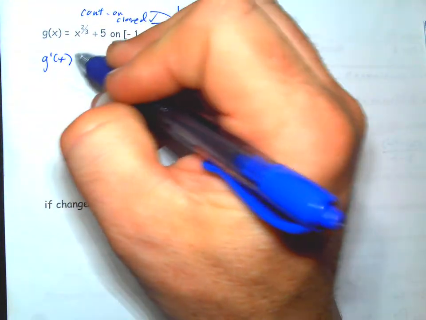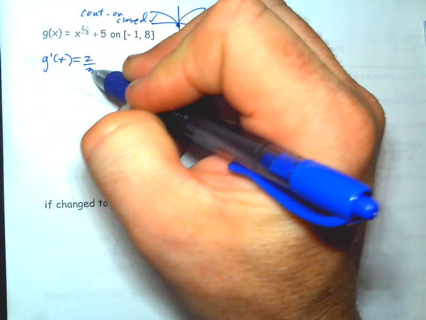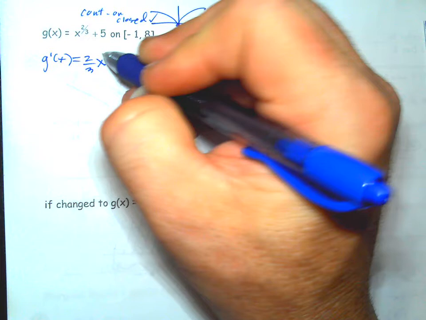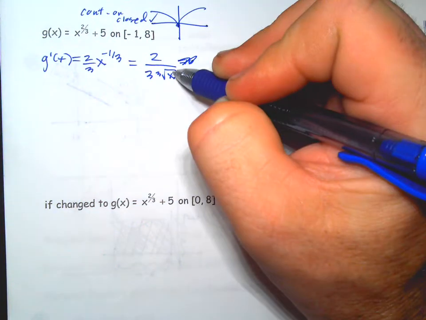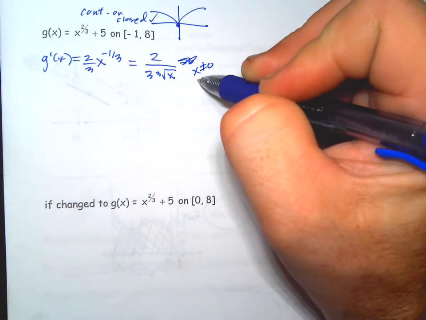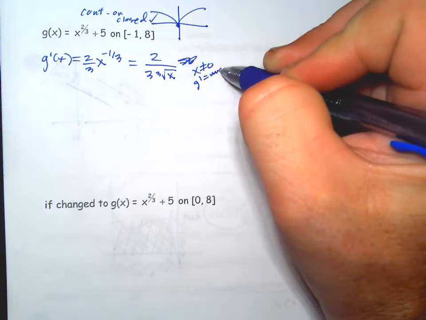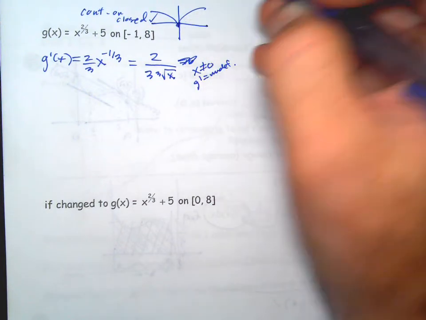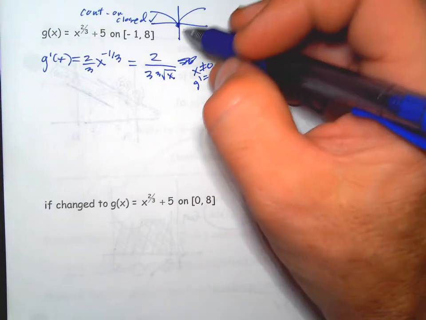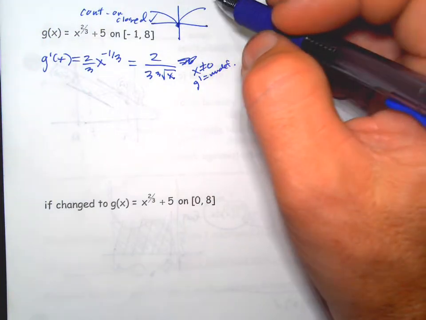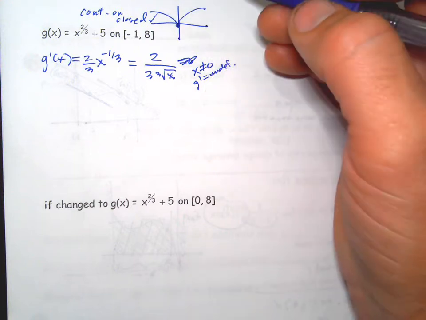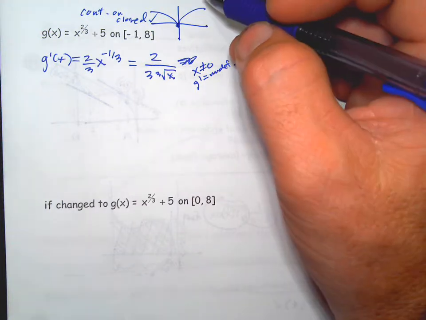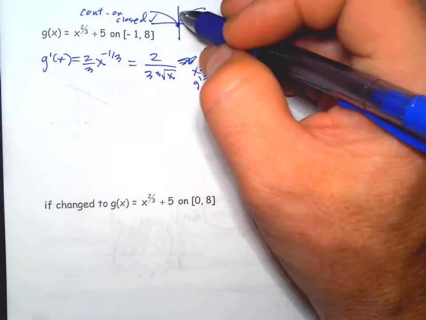G prime of x equals 2/3 x to the negative 1/3, which is the same thing as 2 over 3 cube root of x. And if you set this equal to, what happens is x cannot equal 0. Otherwise, G prime is undefined because you get that sharp corner. Okay, so that makes sense. By the way, this graph has been shifted up 5 units. So now we could see, I think you get some infinite slopes here.